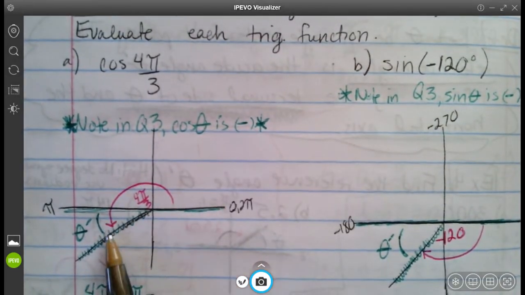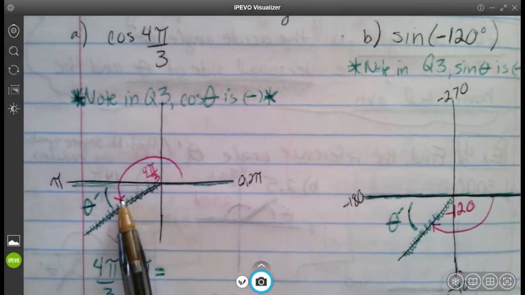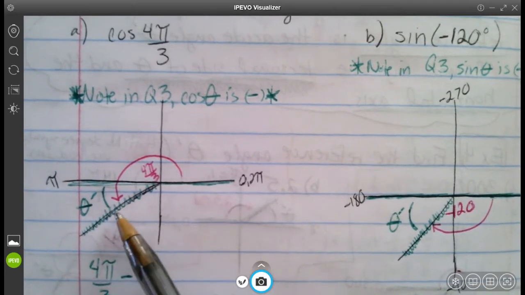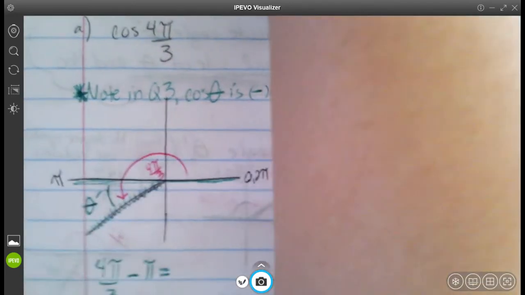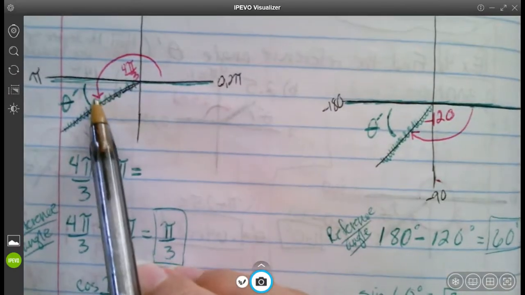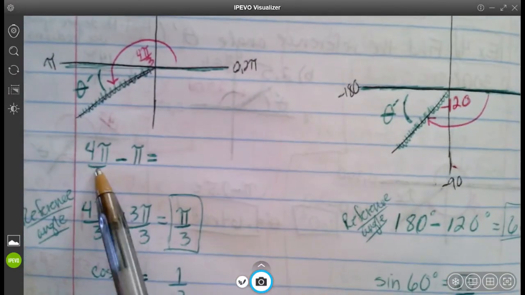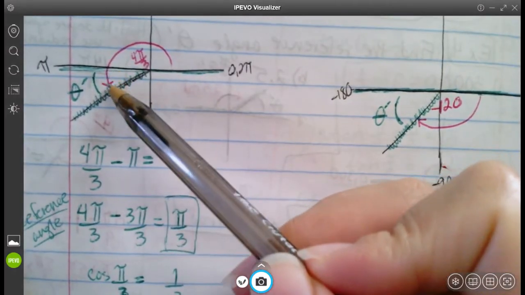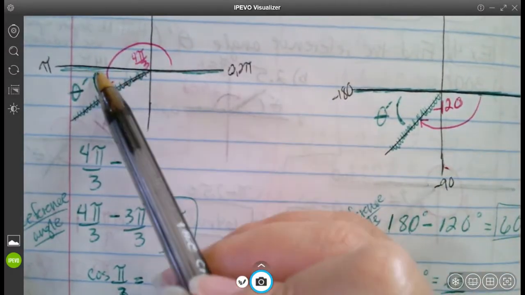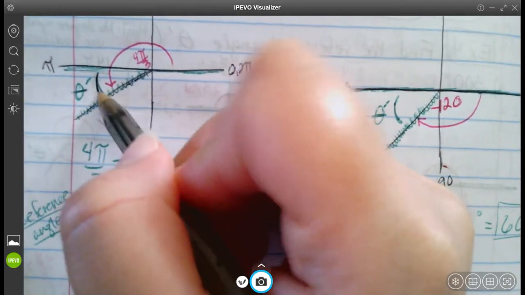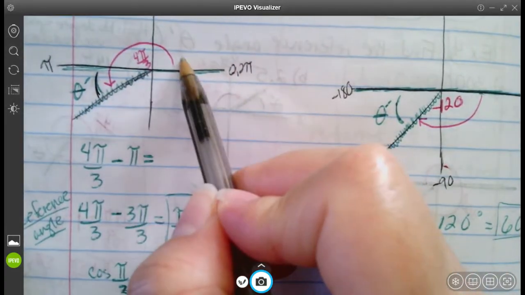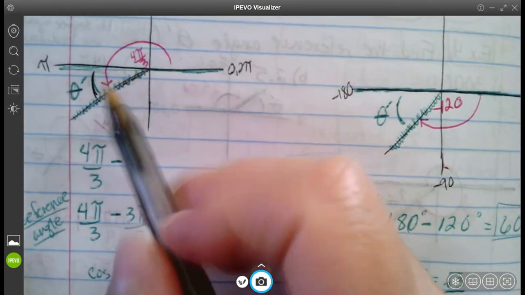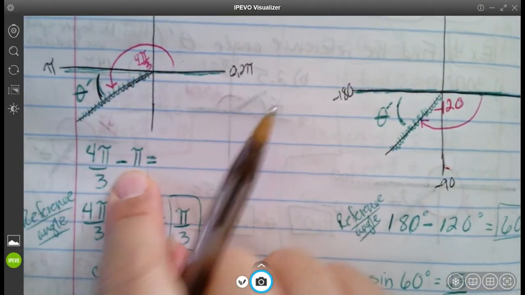So 4 pi thirds lands right here. And you actually have the answer to this in your foldable, but we're going to use the reference angle just to kind of see how it works. We can see that 4 pi thirds is closer to pi. So in this case, we have to subtract because we're going kind of backwards, right? We're saying, I want to know what this piece is only, this piece right here. So it'd be like this whole thing minus this piece right here, which gives me this left over. Okay, so it'd be 4 pi thirds minus pi.